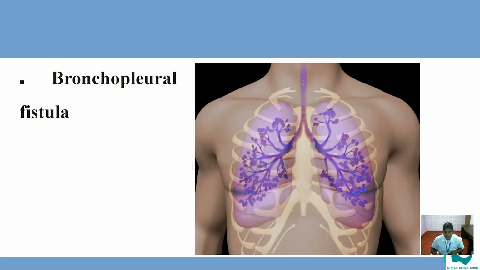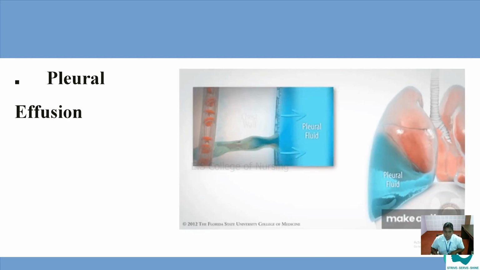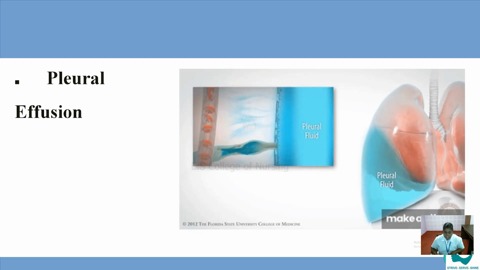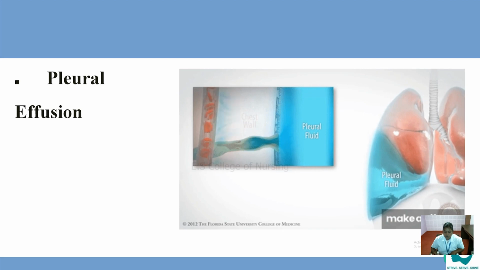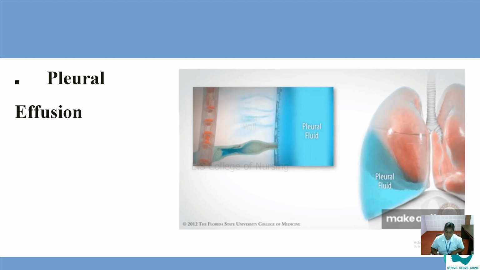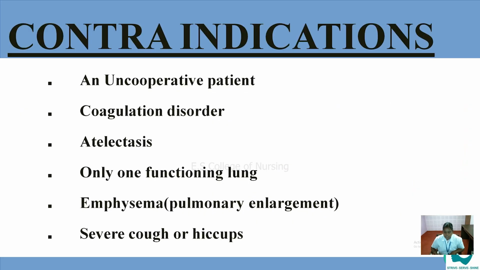And another one is bronchopleural fistula. It is a sinus tract between the main stem or a segmental bronchus and the pleural space. This is bronchopleural fistula. And the next one is pleural effusion. Pleural effusion is a fluid accumulation around the lungs or in the pleural space. These are all the indications for thoracentesis.